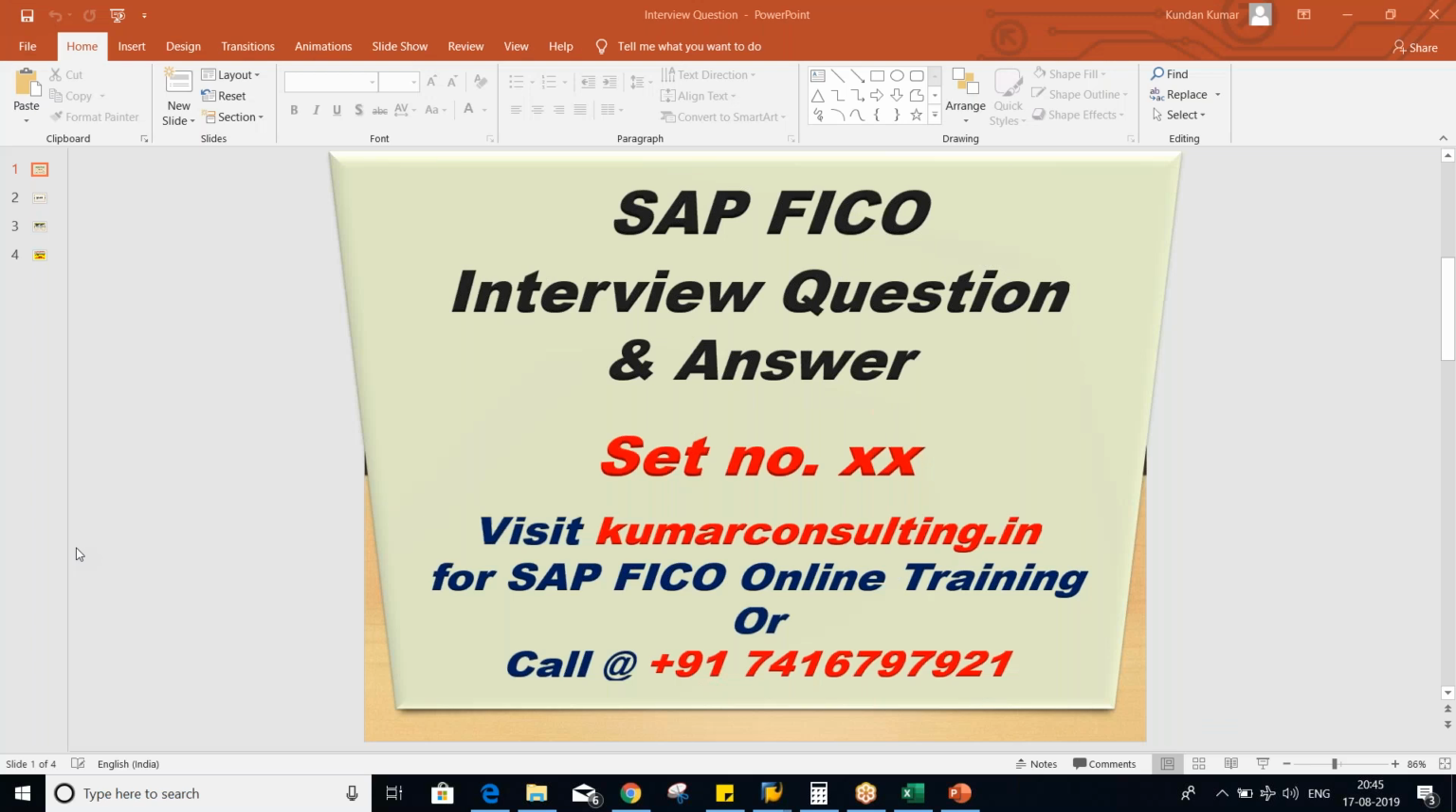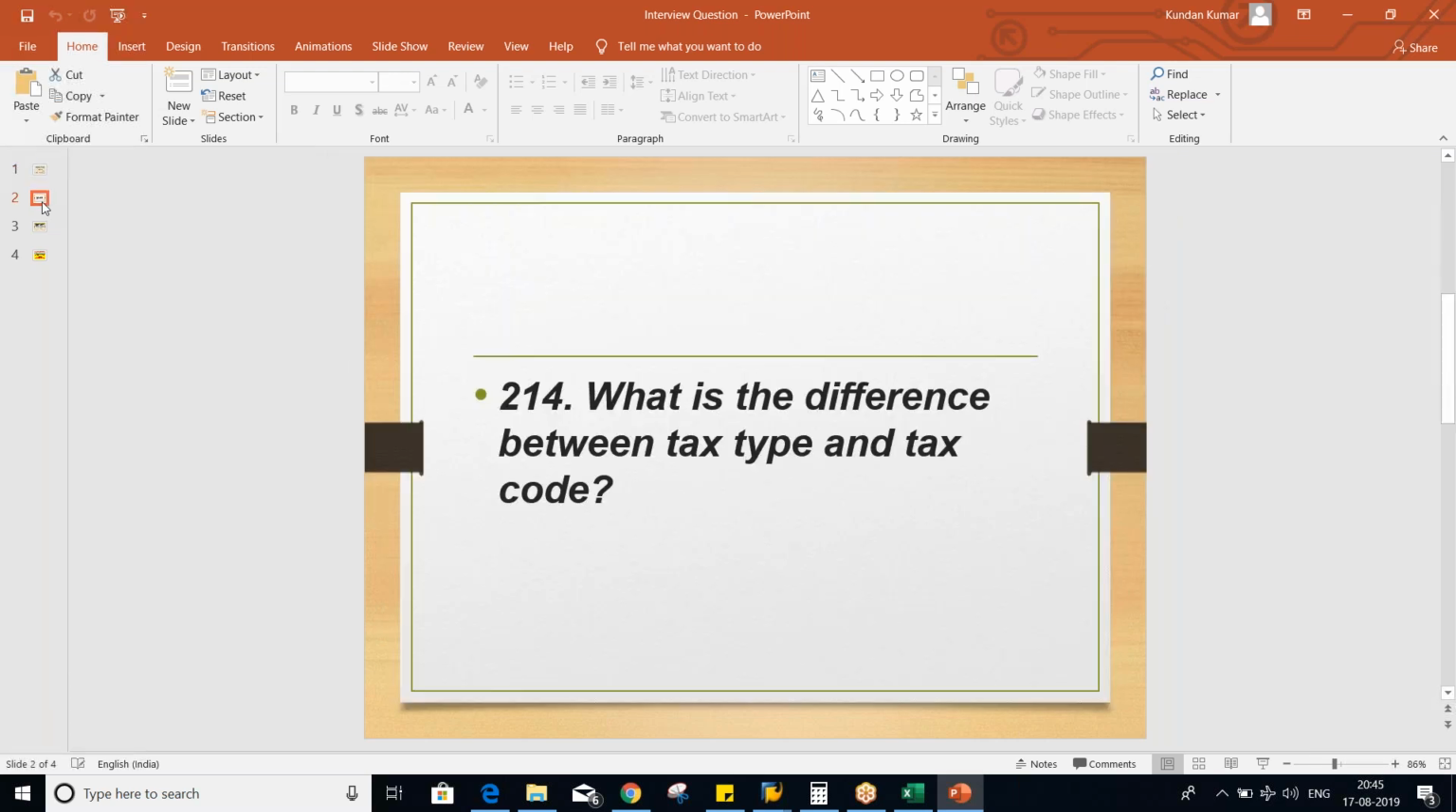So guys, once again I'm back with an interview question. Here in this session, first of all look at the question, and then I'll show the answer also and explain practically. The question is, what is the difference between tax type and tax code? What is the difference between tax type and tax code?